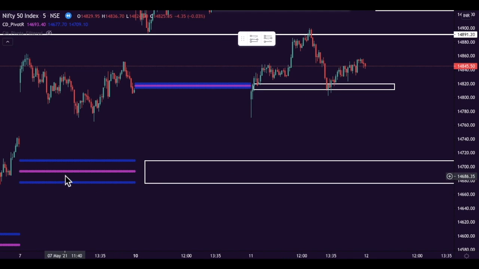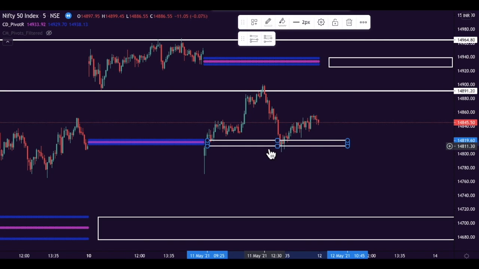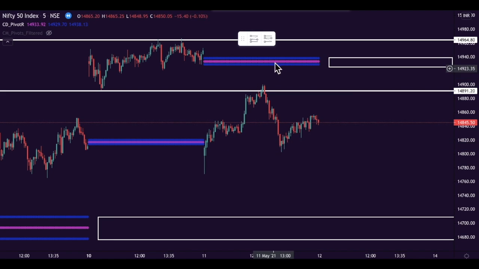So what do we see here? This virgin CPR level we have marked. So this virgin CPR is no more required because the market broke this level, right? So we will remove this, and today's CPR became virgin CPR for the next day, right? So we have two virgin CPRs. Now next day, let's see where the market opens.